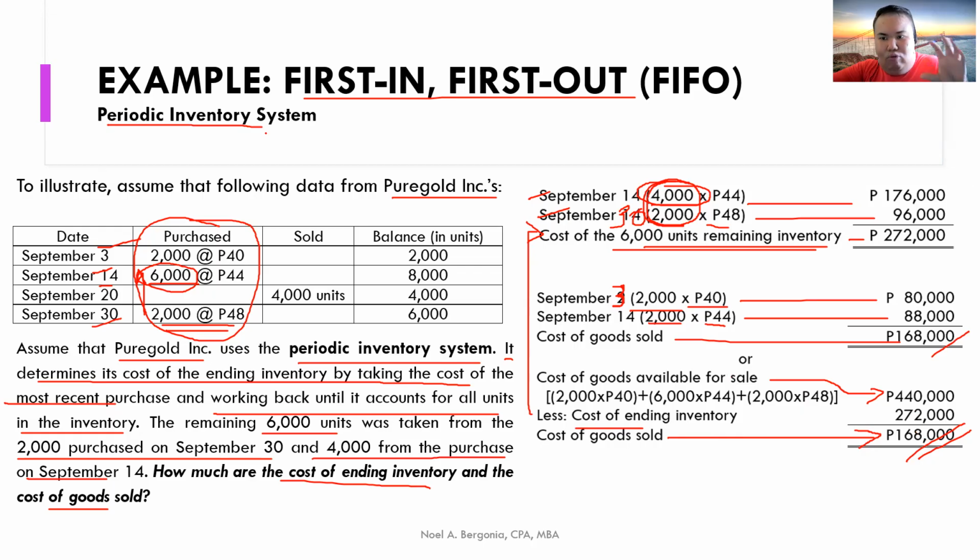The most recent inventory will comprise the ending inventory, and the first purchases or the beginning, malamang kung may beginning yan, were sold first. Because they are the first one na pumasok, then they need to be sold immediately. So that's for periodic inventory system.